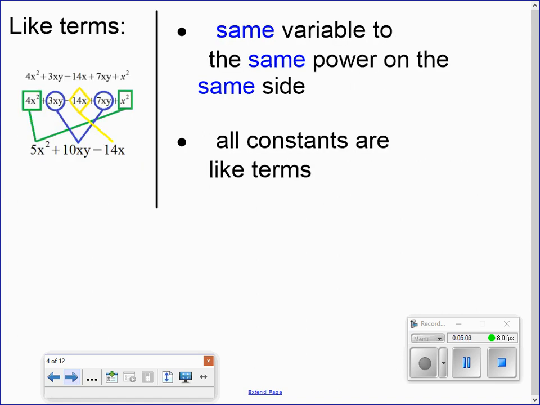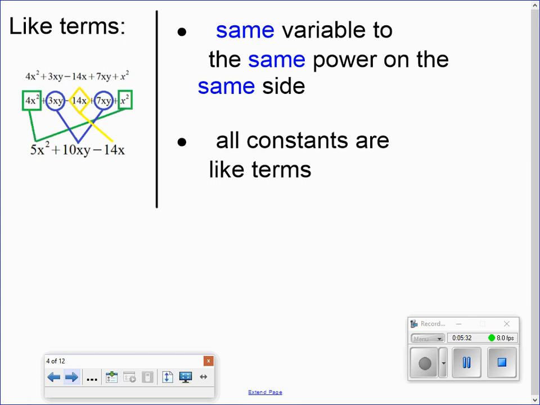We're talking about like terms. Like terms are terms that have the same variable raised to the same power, and they're on the same side of the equal sign. So when we're talking about an equation, they must be on the same side of the equal sign. So same variable raised to the same power, so it has the same exponent, and it's on the same side of the equal sign.